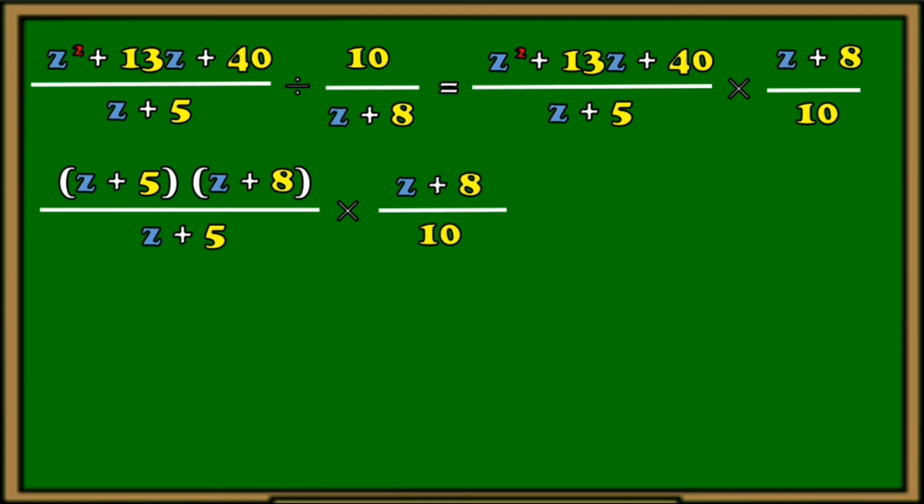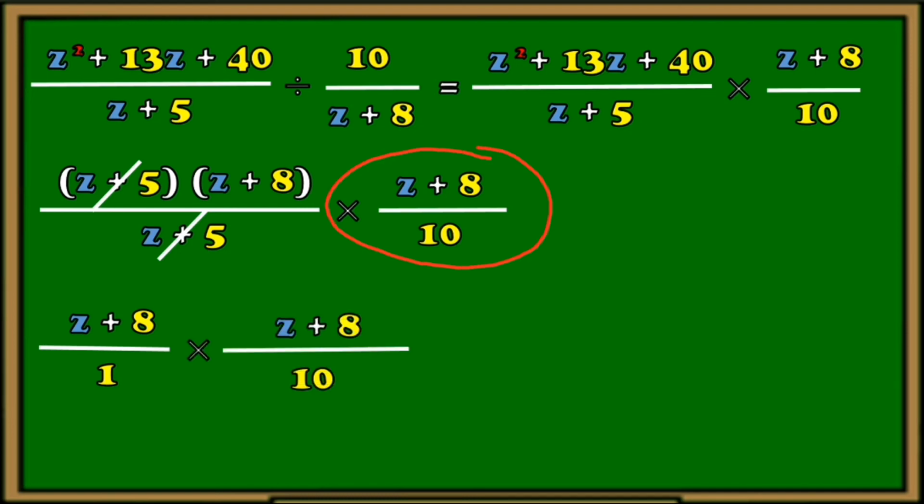Now we have z plus 5 on the numerator and z plus 5 on the denominator. We can cancel those two z plus 5, leaving us with z plus 8 over, again, since we don't have any denominator, we can write 1. Then copy times z plus 8 all over 10. Now everything is in its simplest form. We can now proceed to multiplication.